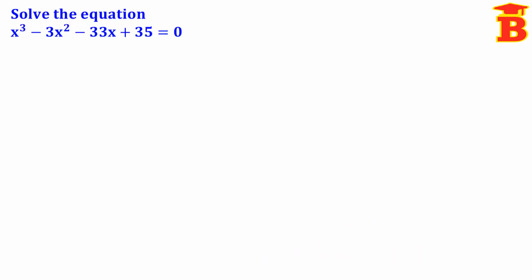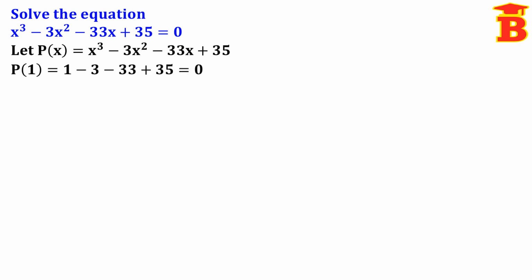Now let us solve the problem. Solve the equation x cube minus 3x square minus 33x plus 35 equal to 0. Let P of x equal to x cube minus 3x square minus 33x plus 35. First we start with 1, that is P of 1. P of 1 means put x is equal to 1.